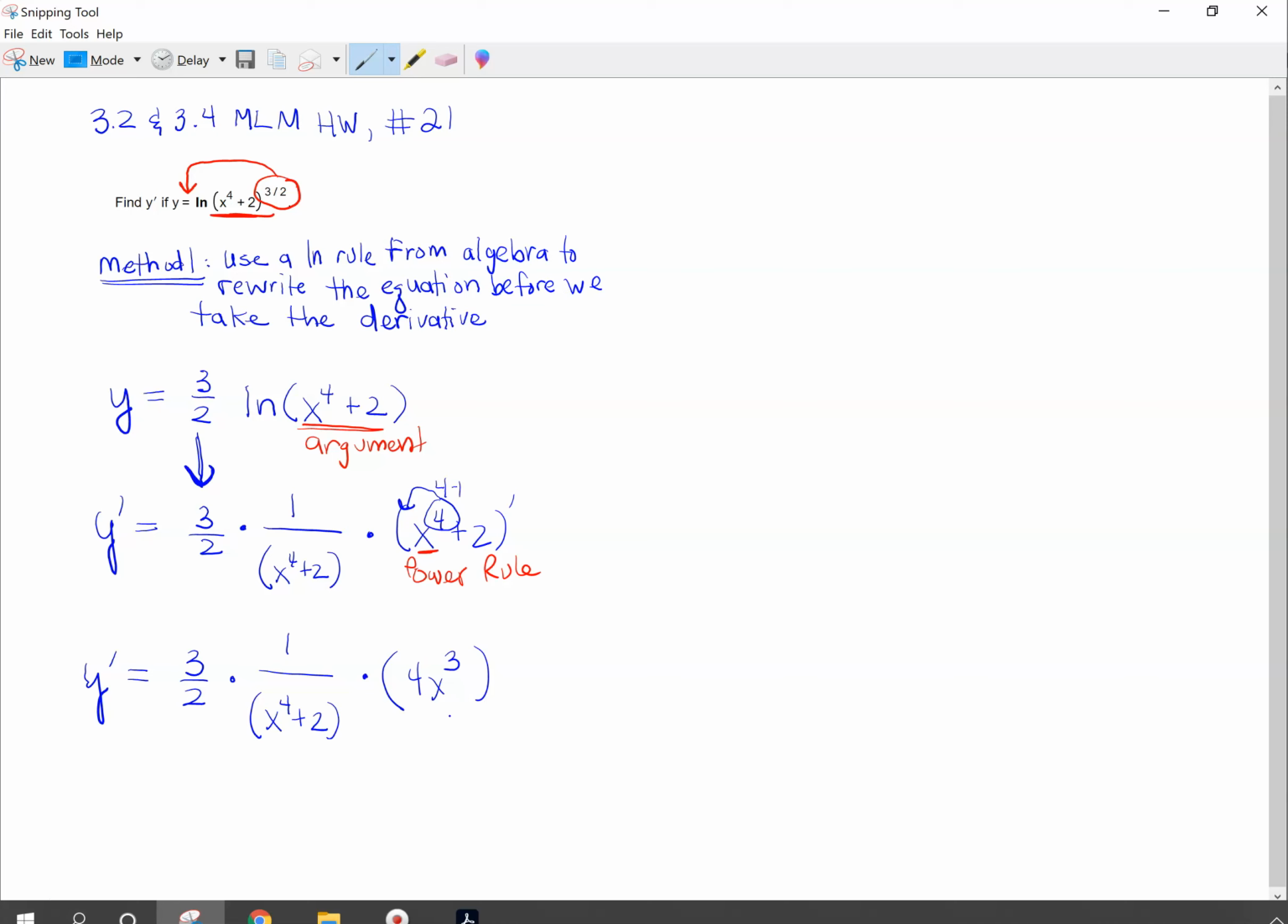Okay, now we can clean this up a little bit. I'll put the 4x cubed over 1, and we can just go across and do numerator times numerator, and then denominator times denominator. We're not really multiplying it per se. I guess we can multiply the numerators because they're all monomials. So let's see what we get when we do that. 3 times 1 is 3, and then 3 times 4 is 12, so I'd end up with 12x cubed.